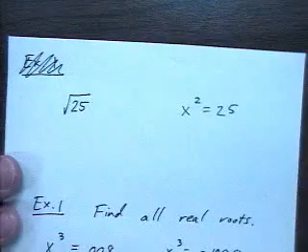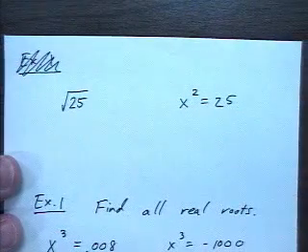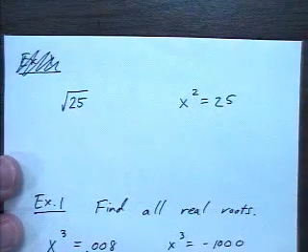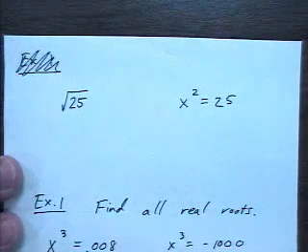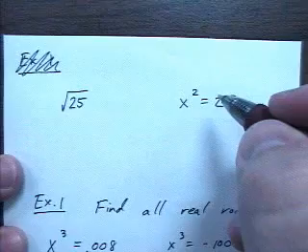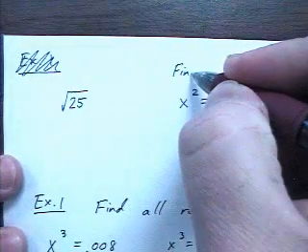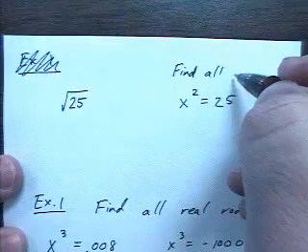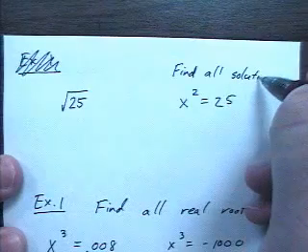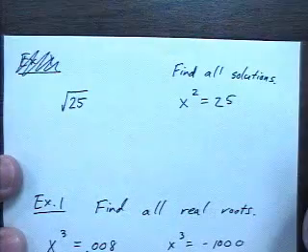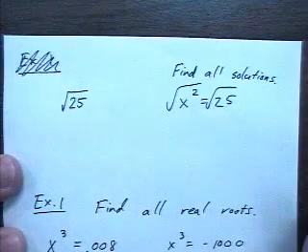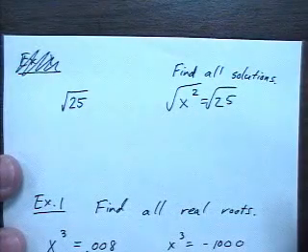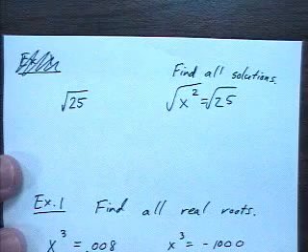Okay, now I want to bring up the point that these two questions at the top of the screen are not the same. The square root of 25 is not the same thing as solving an equation x squared equals 25. Solving an equation like this is saying find all solutions, every x value which makes this true. Now I do realize that I'm going to be taking a square root of both sides.